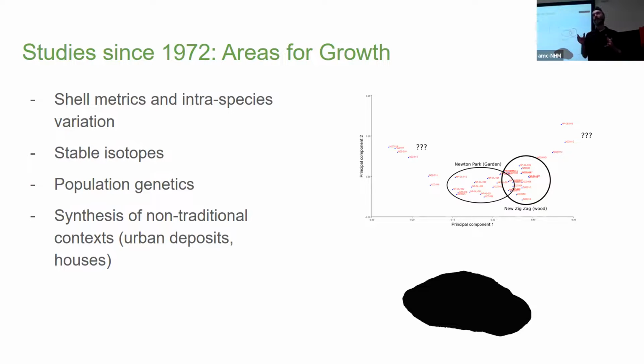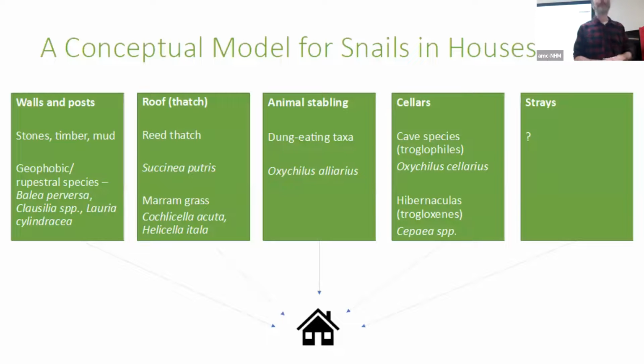But actually, in some cases, low numbers of shells can be very meaningful, particularly if they are reflecting some kind of human behavior. So here's a little conceptual model that I came up with for how snails might enter houses, and what we could perhaps say, looking at house deposits.